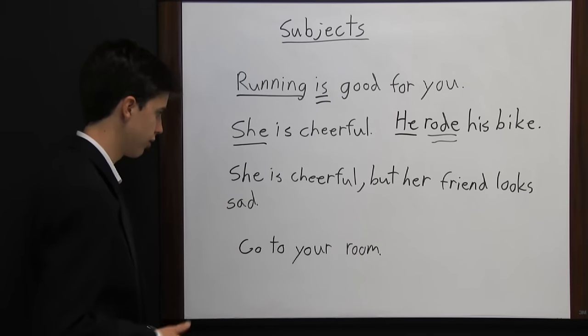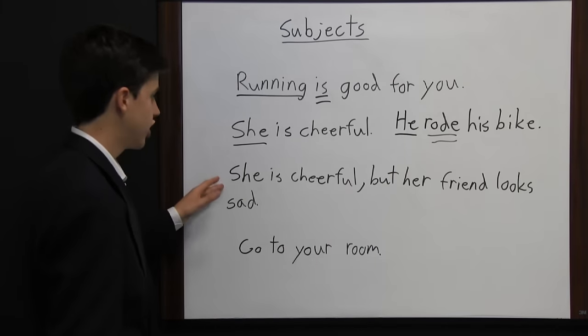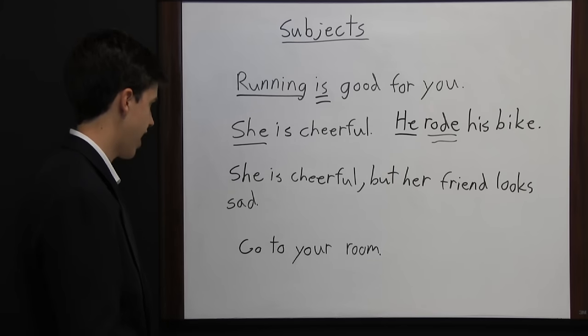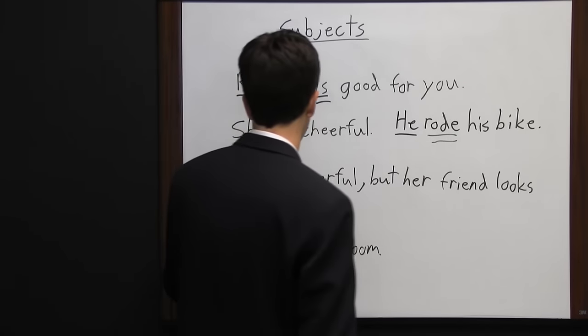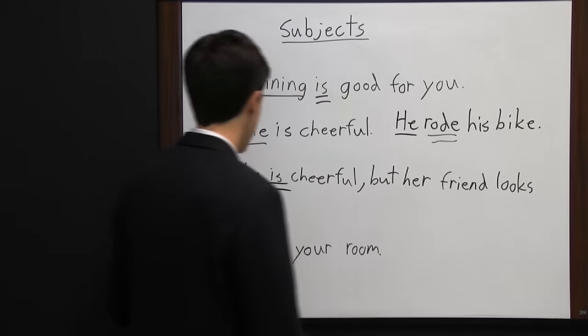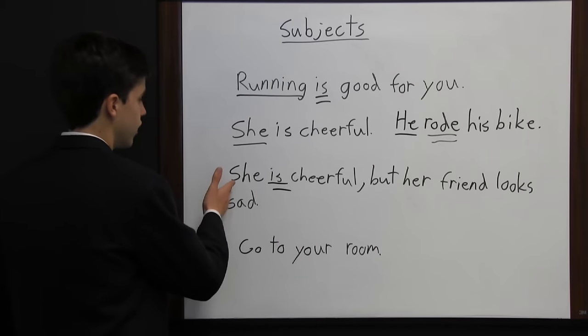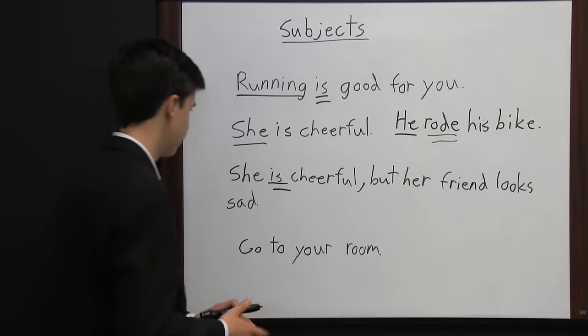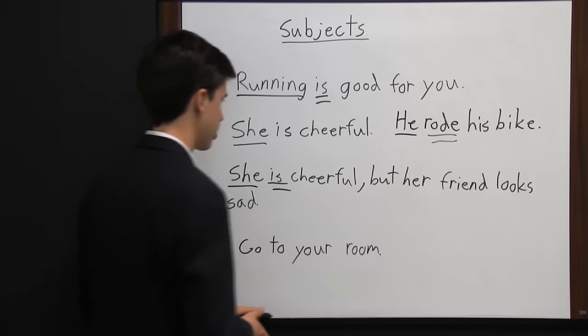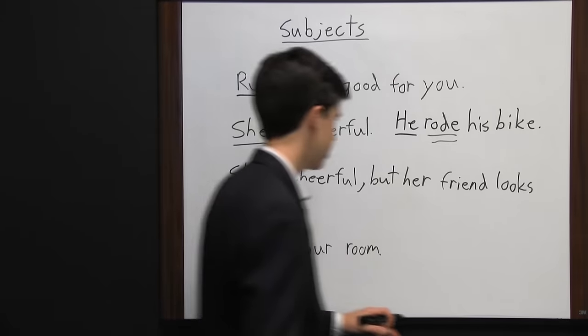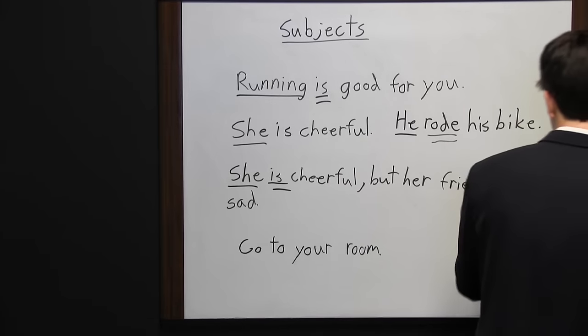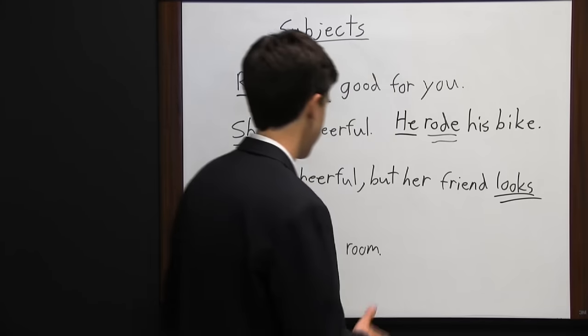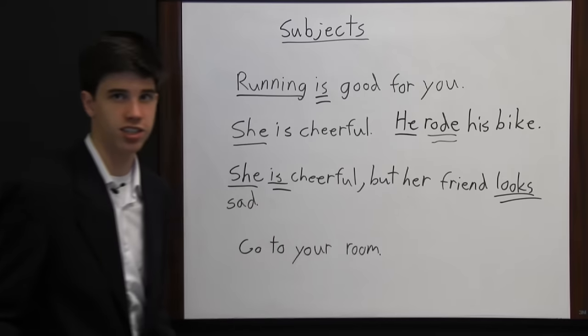Now, this is going to get a little bit more complicated. She is cheerful, but her friend looks sad. So right here, you see a verb. And then, okay, who is cheerful? She is cheerful. She is the one doing the action of the sentence, and that's being cheerful. So she is the subject. Now, you look down here, and you see another verb, looks. So what's the subject over here? Can there be two subjects in a sentence?